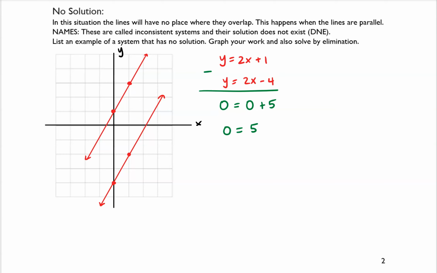Now, this is not a true statement. I'd much rather have $5 in my bank account than $0 in my bank account. So these two things are not equal. And what that tells us is that there is no ordered pair that is going to satisfy both of these equations. So there's a couple ways we could write this. We could say that there is no solution or does not exist. And that is the scenario or example when a system of equations has no solution.